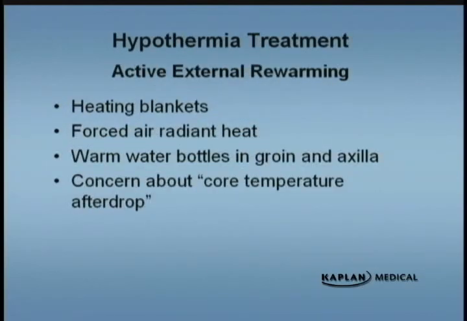Okay? Active external rewarming includes heating blankets, using bottles filled with warm water placed in the axilla and the groin to help rewarm the patient. There is a concern about a concept called core temperature after drop. And this means that even though the patient is generally warming up, if you warm up the extremities first and not where the heart is, some cool blood from the extremities could pour back into the central circulation and cause this core after drop phenomenon where the temperature actually decreases first before it increases.